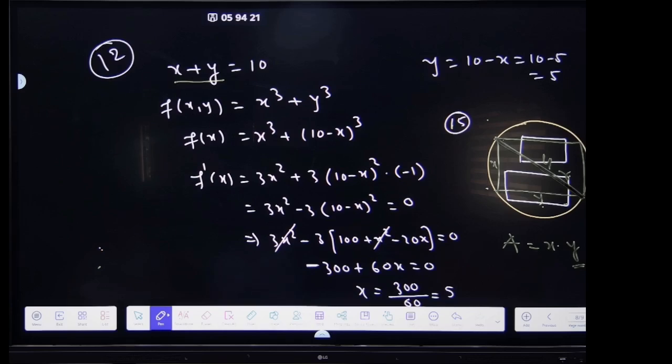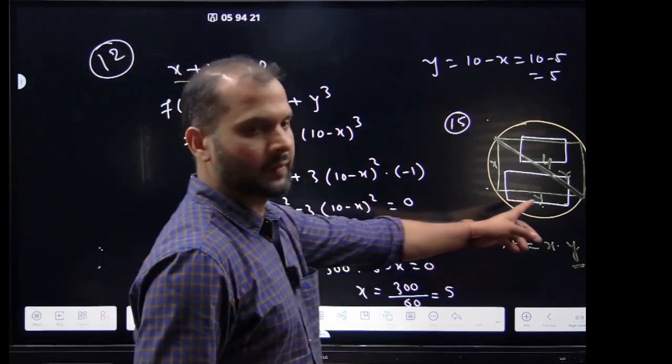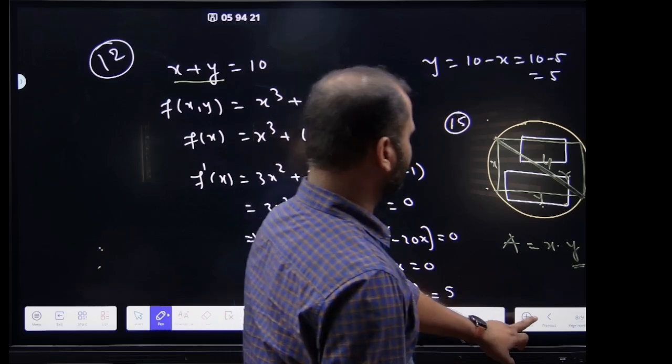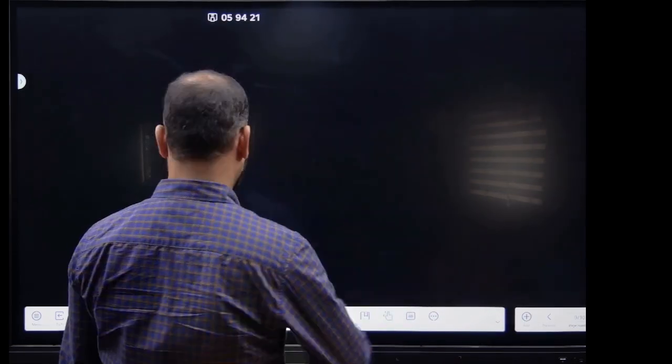Hello. Should I solve this one? Just see how to solve this question. So we have one circle, right?